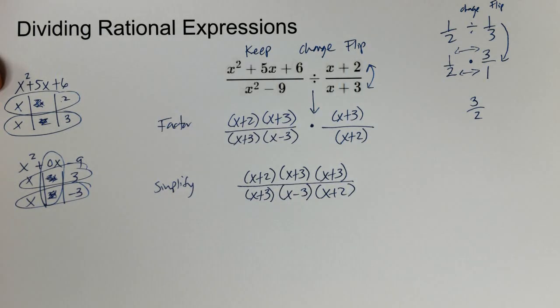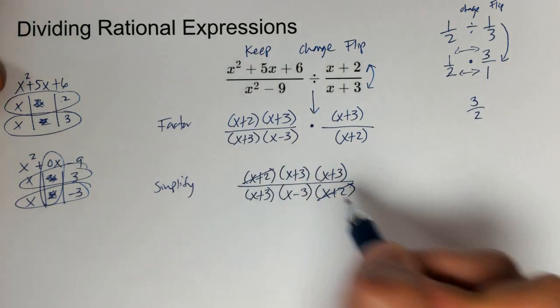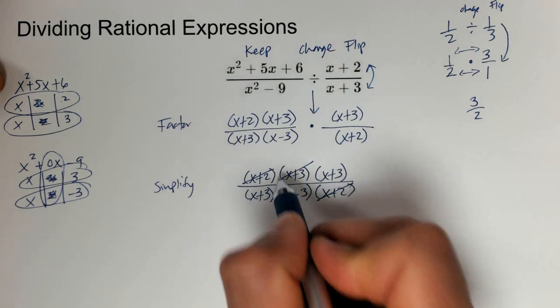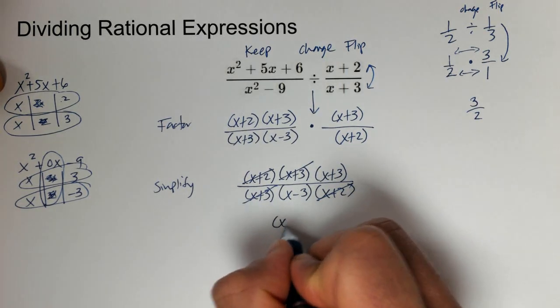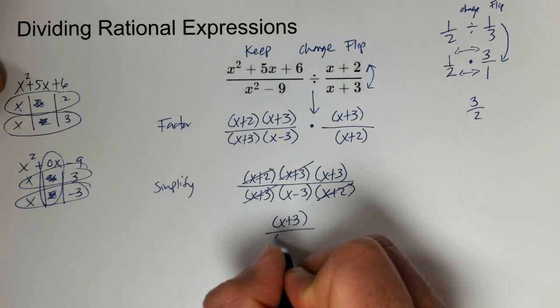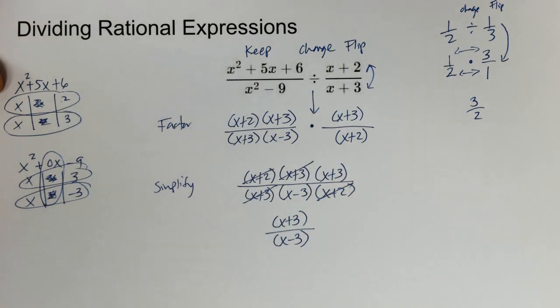And as you can see, a few things will start to divide and cancel out, like the x plus 2's cancel, and these x plus 3's cancel. Leaving me just with x plus 3 in the numerator and x minus 3 in the denominator. And I can't divide any further because the top is grouped and the bottom is grouped, so I can't cancel the x's or anything else.